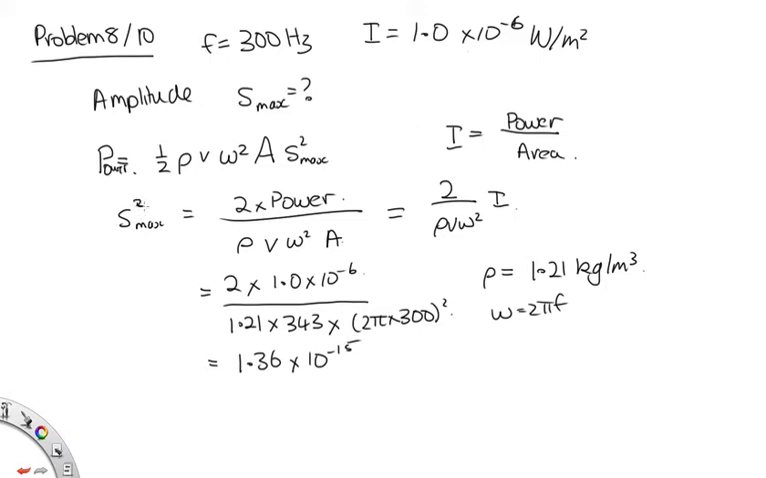Now this is S max squared, so to get S max, the amplitude of the vibrations, we need to take the square root of that. When we do that, we get 3.7 times 10 to the minus 8 meters. And that's the answer to this problem.